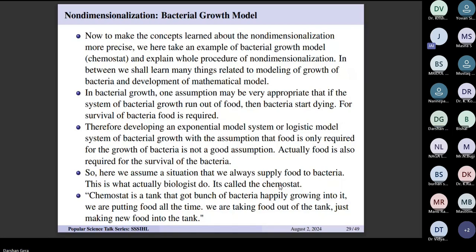If you maintain a continuous supply of food in the system that is created, it is called the chemostat system. A chemostat is a tank that has a bunch of bacteria happily growing in it, and we are putting food in all the time. We are taking food out of the tank and putting new food into the tank. This is a very simple and crude definition of chemostat.